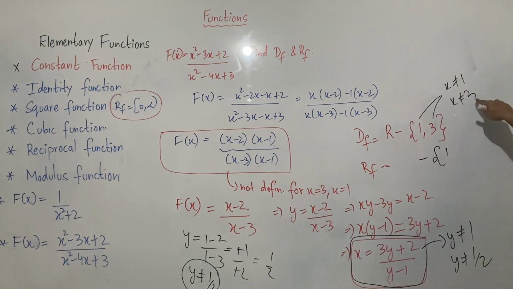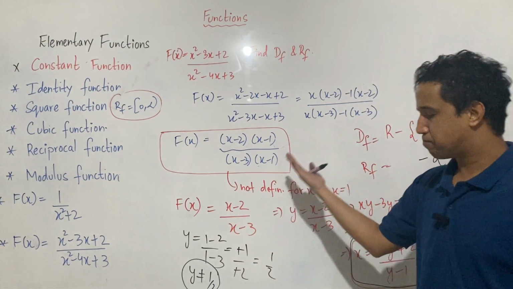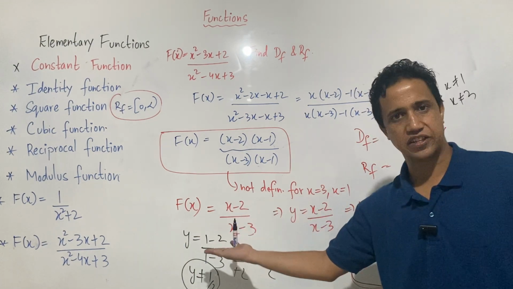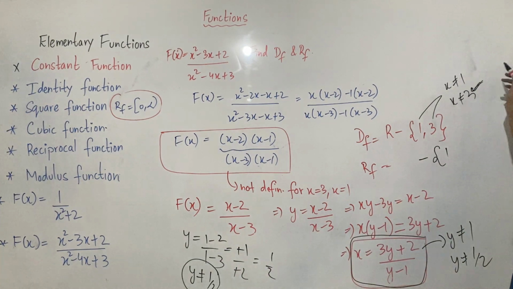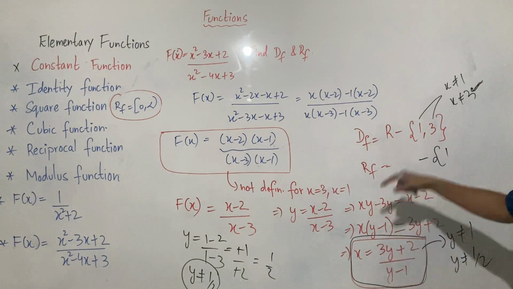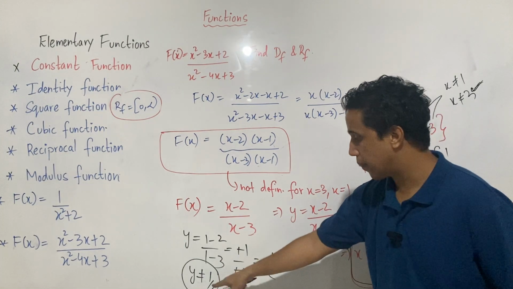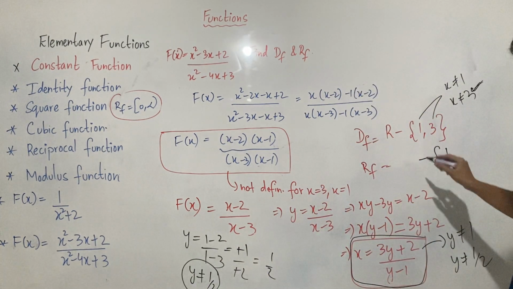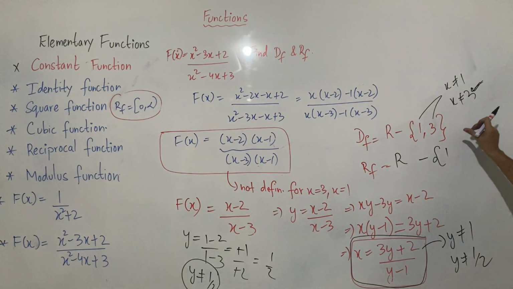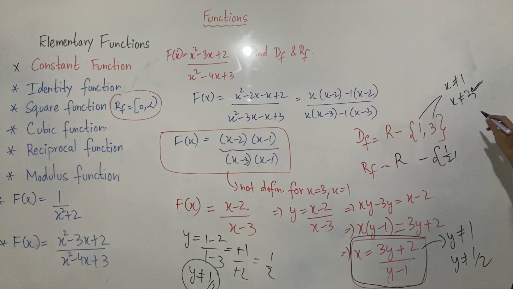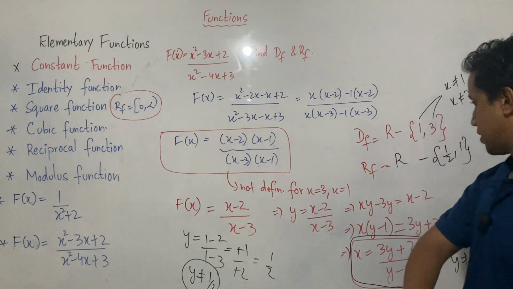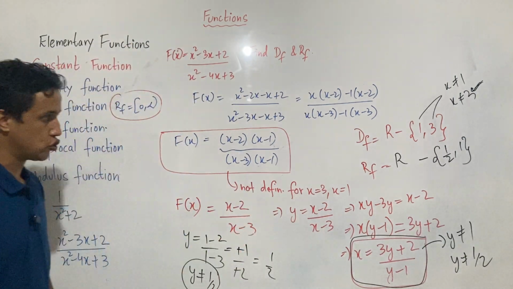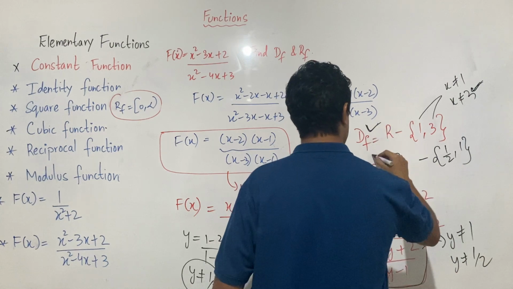What about x cannot be 3? This is obvious, because if I put 3 here, it's not defined, so there is no need to discuss this case; it is already not defined. So y cannot be 1, and because x cannot be 1, at x equal to 1, y is 1 by 2, so y should also not be 1 by 2. So our range is going to be R minus 1 by 2 and 1. This is your domain, and this is your range.